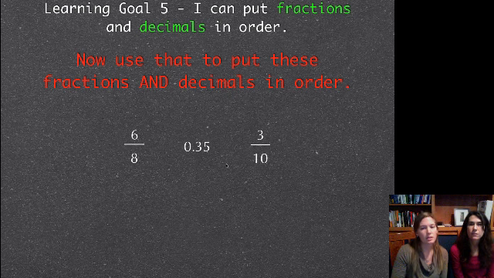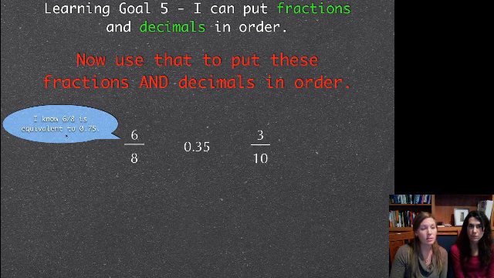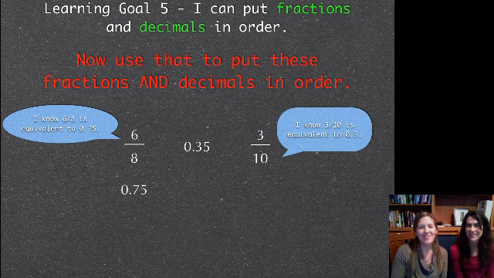So when we look at these numbers, this is back to, again, that original one. Well, I know 6/8 we just figured out is equivalent to 0.75. What should I just put down there? 3/10 is equivalent to 0.3. And I'm just going to move this one down so we have them all in order.